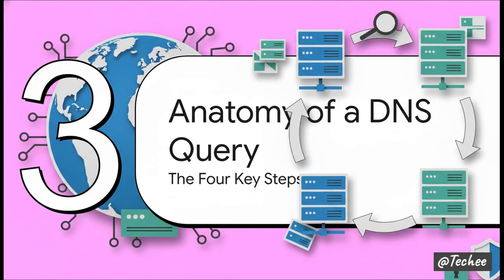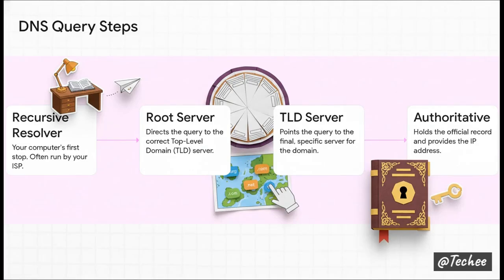Okay, so how does this system actually find the right number for a name you type into your browser? It's a pretty fascinating lightning-fast journey that involves 4 key players. Let's break down the anatomy of a DNS query. So it all starts when your computer sends a query to what's called a recursive resolver. This is usually run by your internet service provider. Think of it as a helpful local librarian.